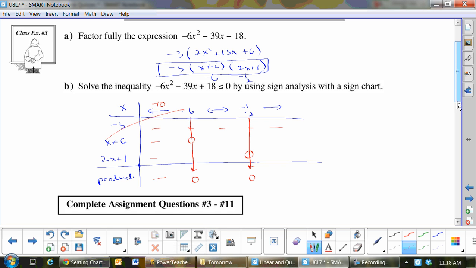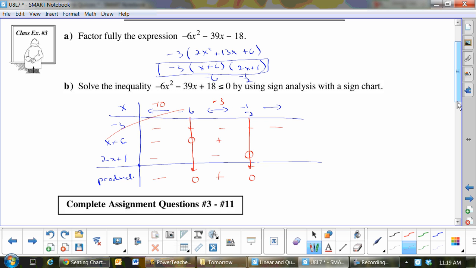Okay? What's the number between negative 6 and negative 1/2? See, it's getting you thinking, right? Even the intervals are a challenge for some people. They're like, oh, I don't know what's in between those two. Give me some. I got to test it. Negative 3. Okay? So negative 3 plus 6, that's positive. 2 times negative 3 is negative 6 plus 1. That's negative. So a negative times a positive times a negative is positive.